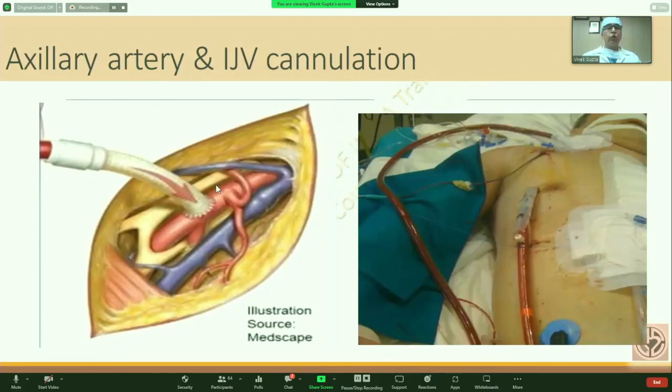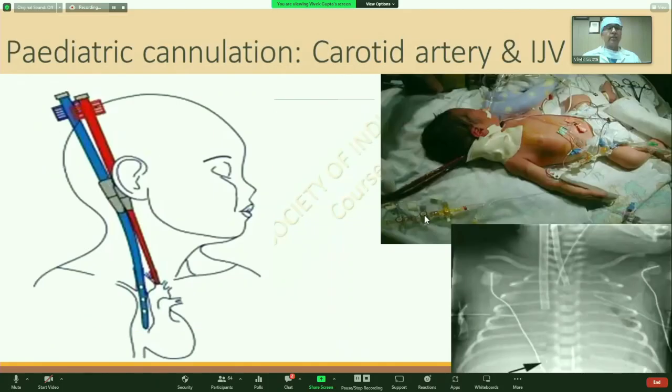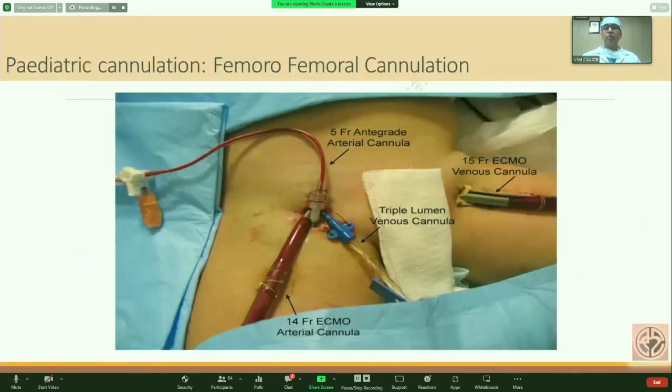Similar kinds of cannulation can be done in cases of the axillary artery, where you can see the axillary artery is connected with the graft and internal jugular cannulation is being used as the access cannula. For pediatric cannulation, less than 2 years of age, we do a carotid artery cannulation and internal jugular vein cannulation because the femoral artery is not so developed. In the bigger child, we can use femoral access for cannulation.